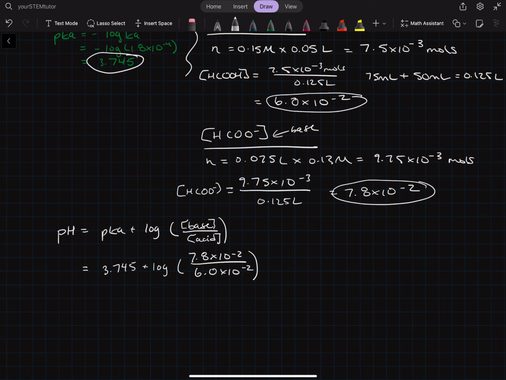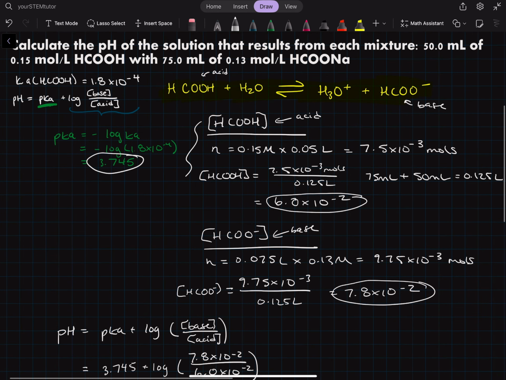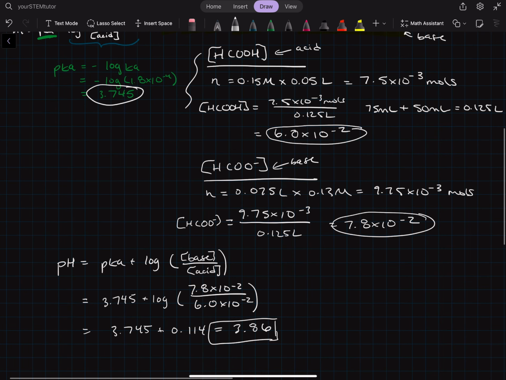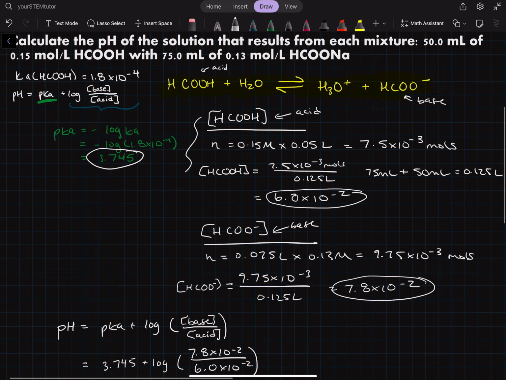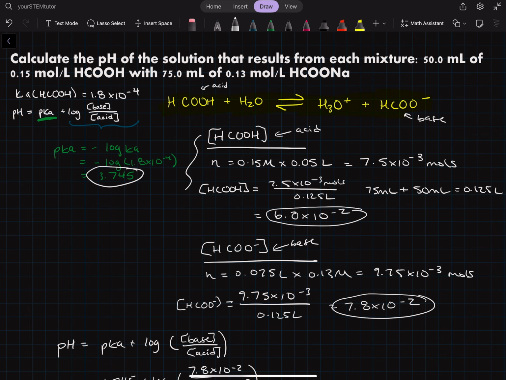If we throw this all in the calculator, we're going to get 3.745 plus 0.114, which is approximately 3.86 as our pH. So it's pretty acidic. But yeah, that's how you'd solve one of these pH questions from an acid-base reaction.